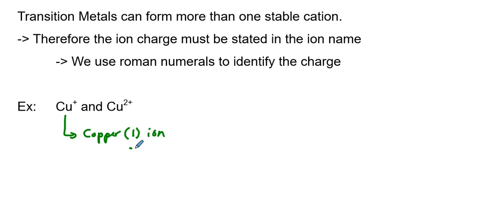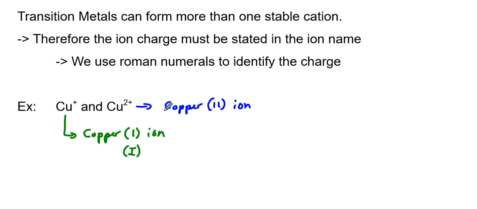You can also form your Roman numerals with the top and bottom sticks as well, and put that in brackets, and that would also be acceptable. Depending on your notation, you should be familiar with both in case that shows up on a resource or in a textbook or on a test question. With the copper 2+, we would simply say the copper 2 ion. And so that directly identifies this as being the +2, and this is the +1.